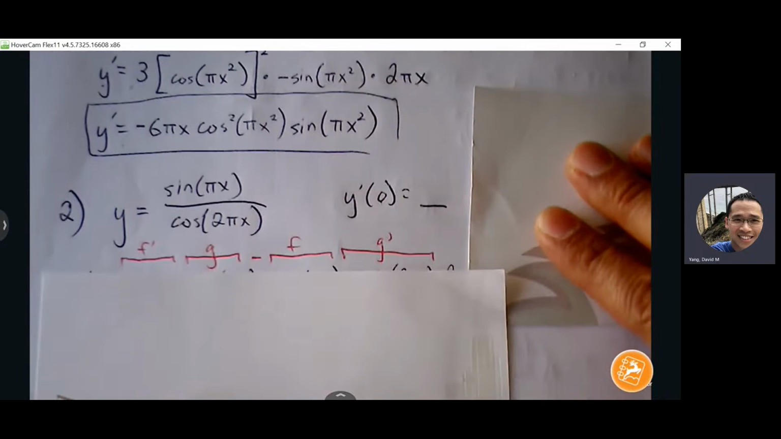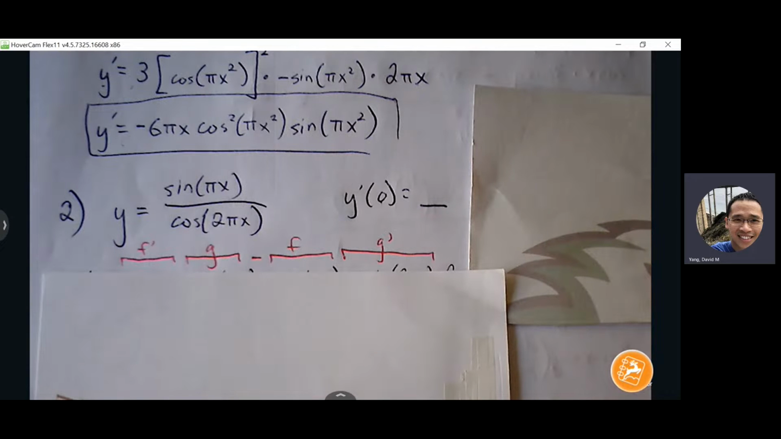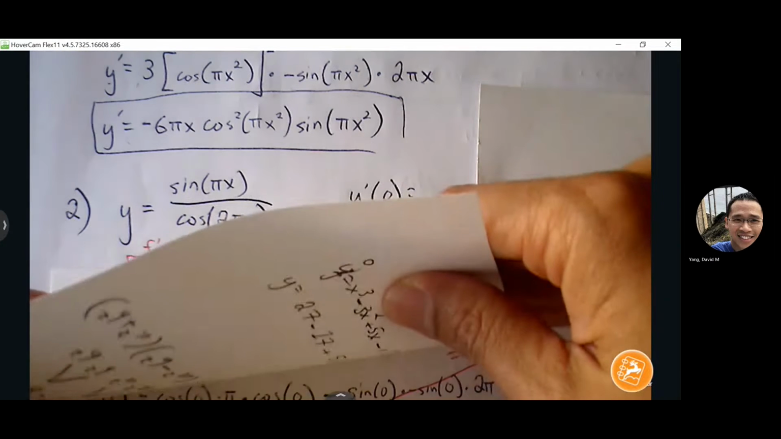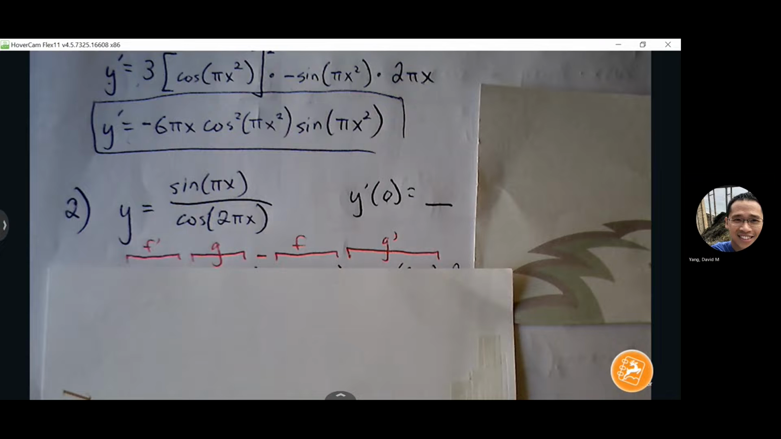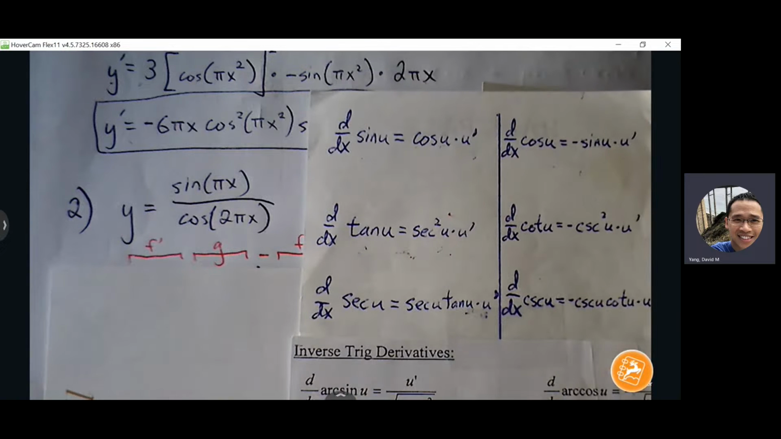Okay, so let's set up quotient rule here. f prime g minus f g prime, all over g squared. A reminder of your derivative rules: sine's derivative is cosine of u times u prime, and cosine's derivative is negative sine of u times u prime.